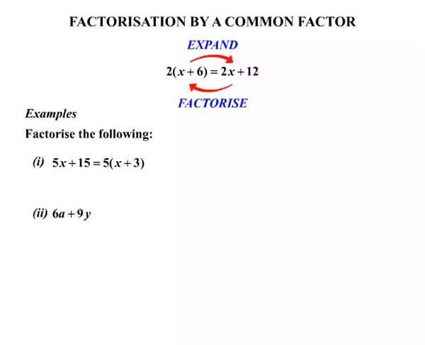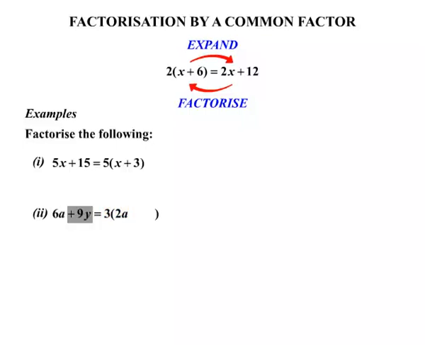Let's look at the next example, 6a plus 9y. Well, can we think of a number that would be a factor to both 6 and 9? Well, if you're thinking 3, you're on the right track. So we write down the 3 and then brackets. So let's look at the 6a firstly. 3 times something makes 6a. Well, that something would be 2a. 3 times 2a makes the 6a we would like.